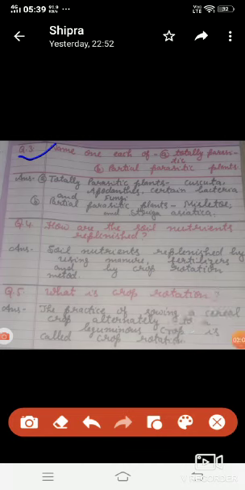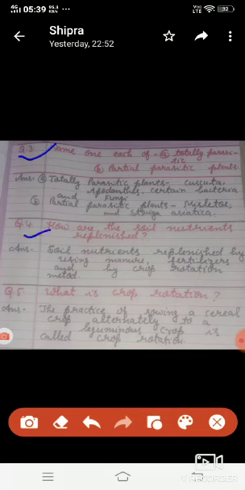Question 3. Name one each of first, totally parasitic, second, partially parasitic. Answer: Totally parasitic plants: Cuscuta, Apodanthes, certain bacteria and fungi. Partial parasitic plants: Mistletoe, Striga asiatica.